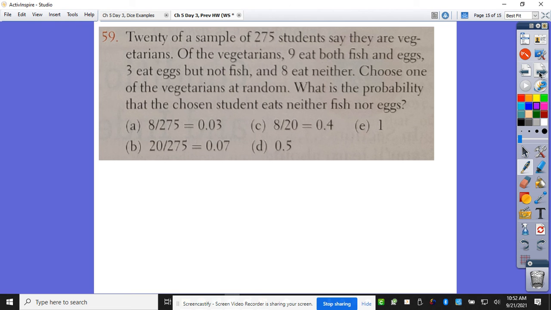20 of a sample of 275 students say they are vegetarian. So let's say I'm doing this one like it's a problem, and I want to start writing stuff down because I have no idea where this problem's going to go. Tell me what to write. Probability of student vegetarian equals what? 20 out of 275. So I'm just kind of writing as I go. I don't really know what to do there yet, because now I'm kind of mixed up, but maybe I can figure my way out of it.